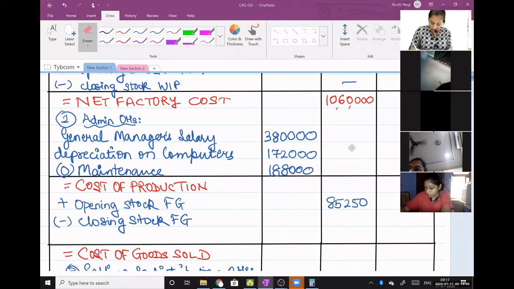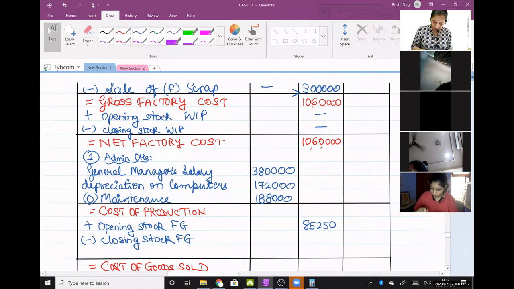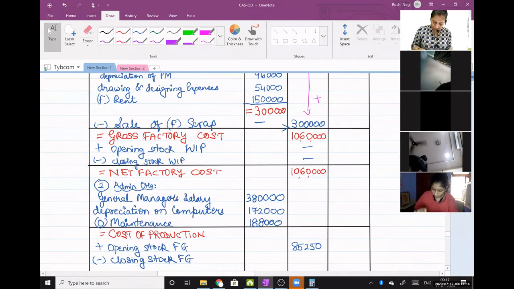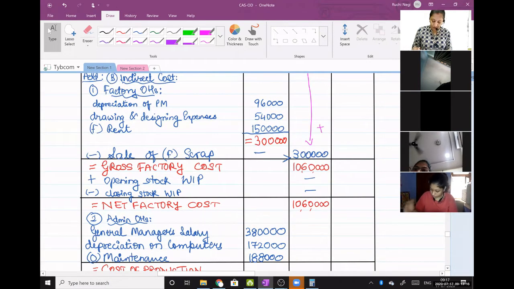Okay, Aradhya, you want the calculation of factory overheads. Okay, wait. Is this okay, Aradhya?